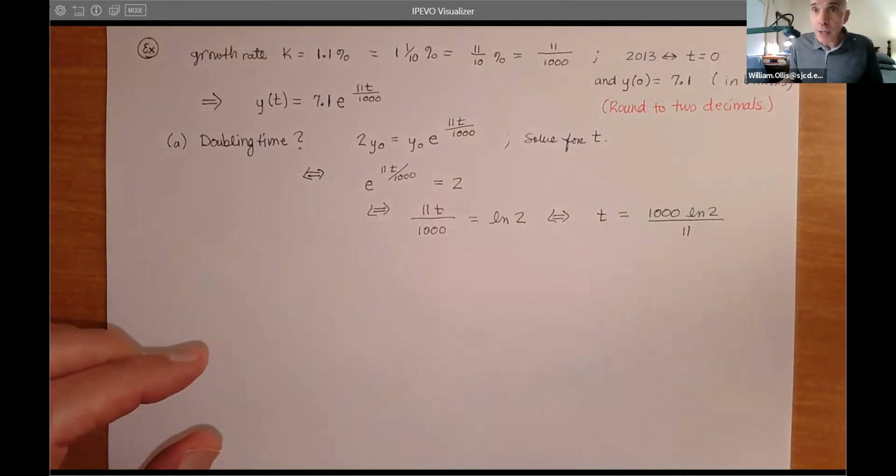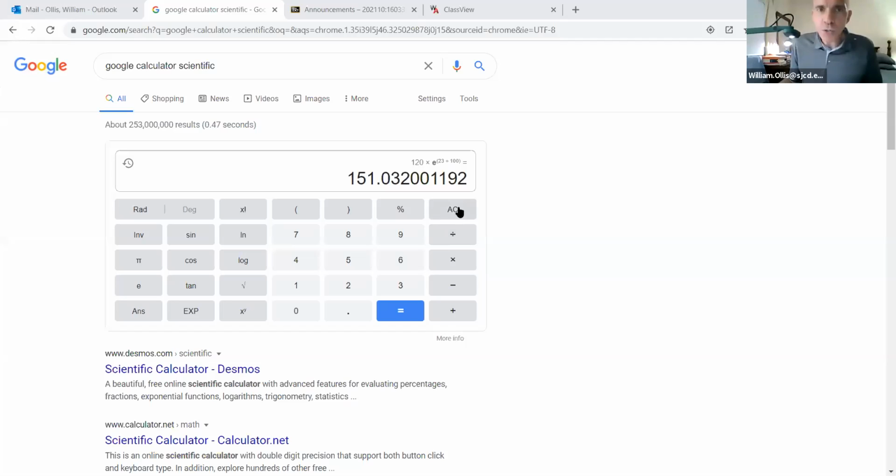So now let's go here to our Google. The Google calculator is easy to use. It is a little bit less refined, but it's got a great output. And you work this like you work your WebAssign. So now we have 1,000 times the natural log of 2, close, and then we just divide that result by 11. We don't need parentheses for this. So this will give us 63.01338.